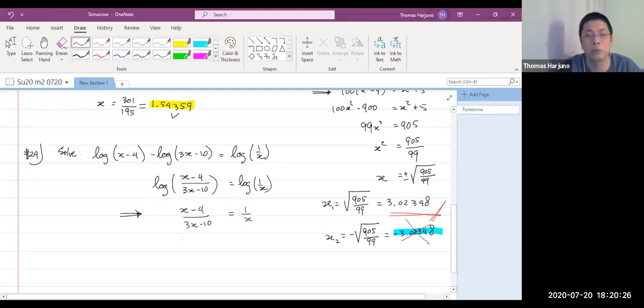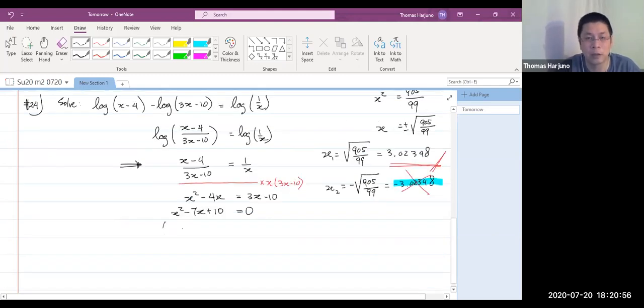Then from here we cross multiply by the LCD, right? If you think about it, if I multiply by the LCD, multiply by x, 3x times 10, then you will see that's basically cross multiplying. In this case, it's x squared minus 4x equals 3x minus 10. So x squared minus 7x plus 10 equals 0. Now I factor: x minus 5, x minus 2 equals 0. So x equals 5, x equals 2.